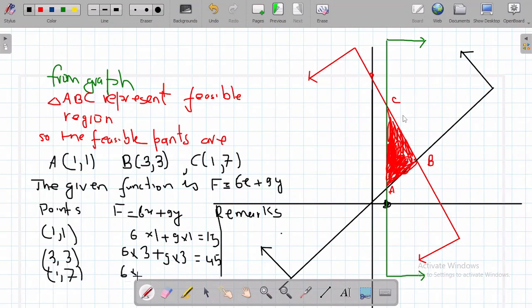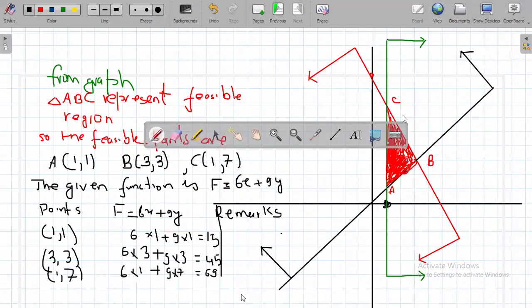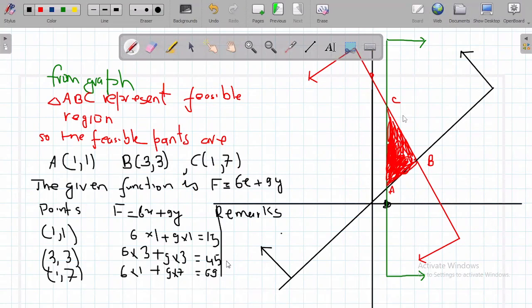6 into 1 plus 9 into 7. It will be 48, I think. Sorry, not 48. 63, 60, 69, I think. Okay. Now from here, we need to understand that this is the maximum value. The 69 is the maximum value and 15 is the minimum value.